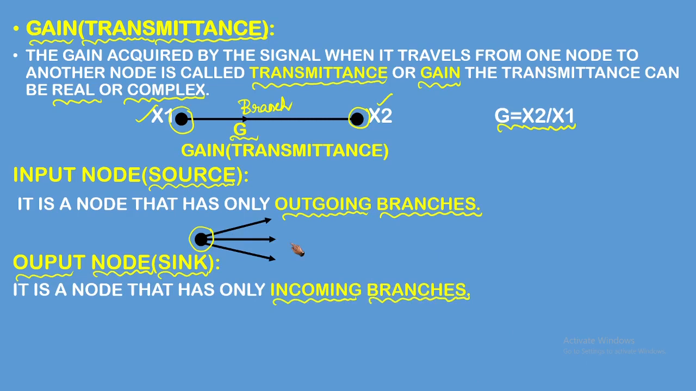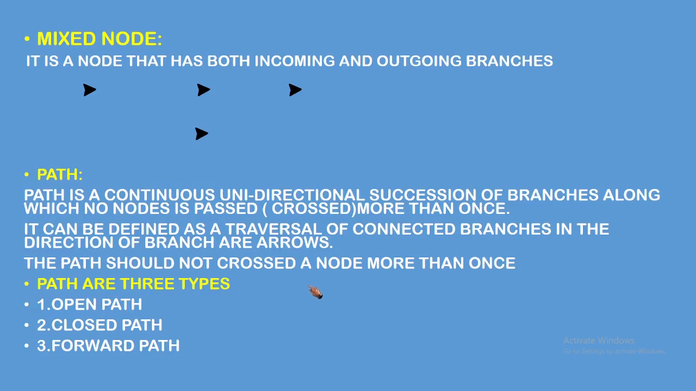So if a node has only incoming branches, that is called the output node. It is also called the sink. Okay, this is another definition. Mixed node: here it is a node that has both incoming and outgoing branches. We can call it the mixed node.